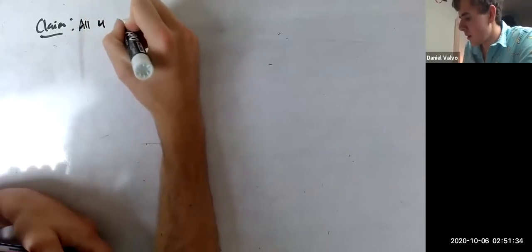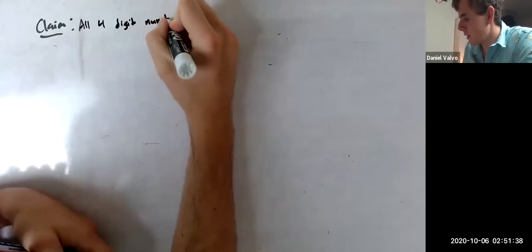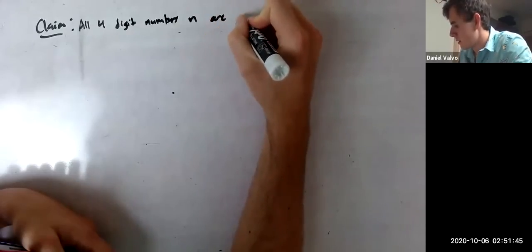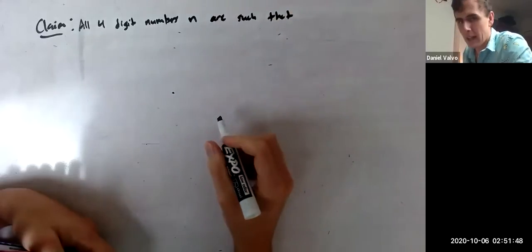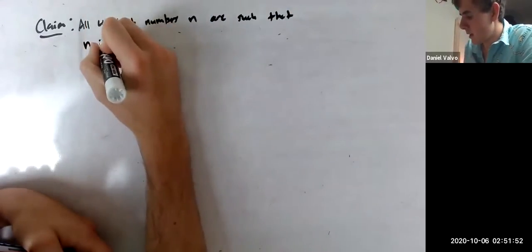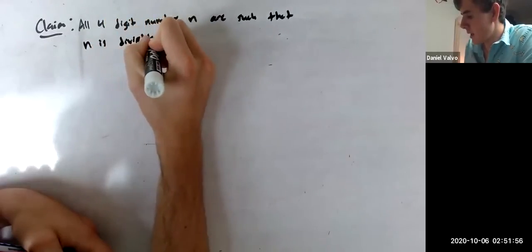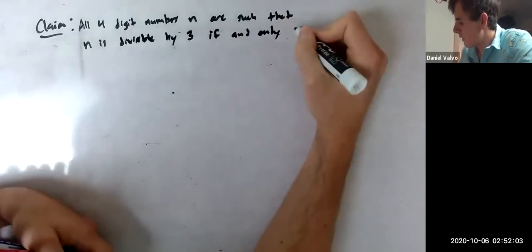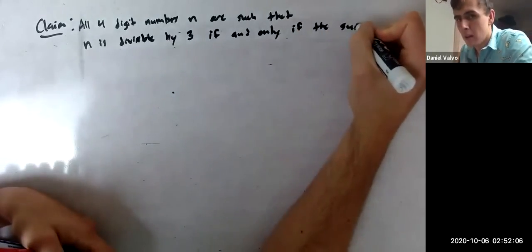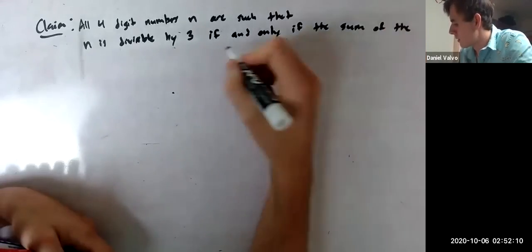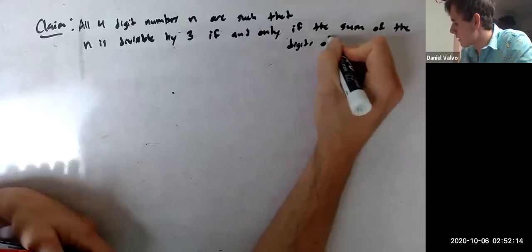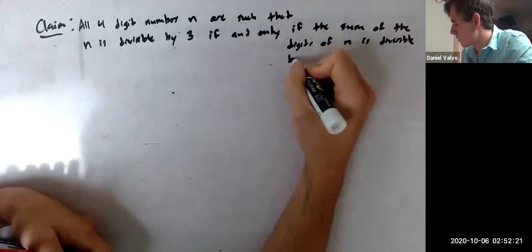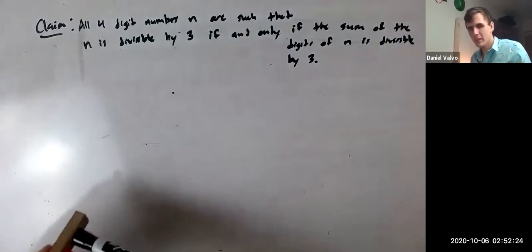All 4-digit numbers n are such that n is divisible by 3 if and only if the sum of the digits of n is divisible by 3. So this might sound confusing.